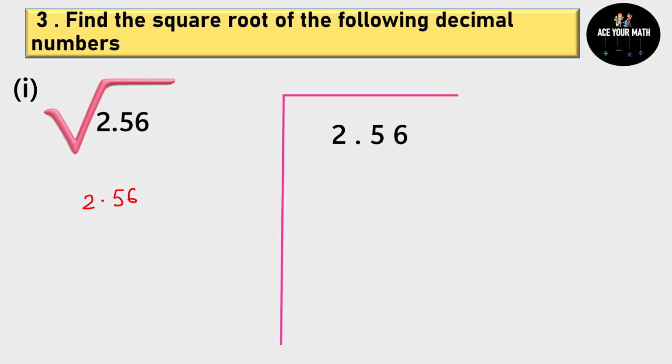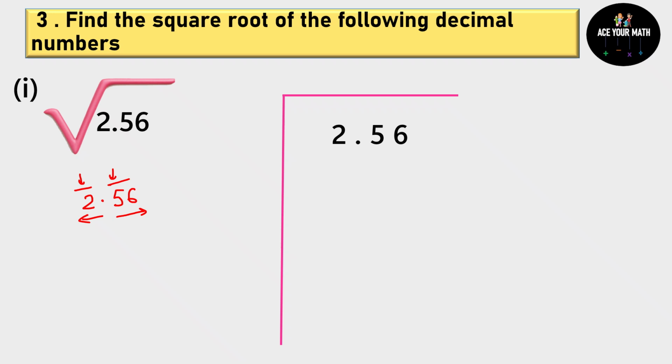See, for the digits which are on the left hand side of the decimal, you will start from the digit just before the decimal. So here 2 forms a group. And for the numbers which are after the decimal, on the right hand side of the decimal, you will start from the digit just after the decimal. It means you will start from 5. So 56 forms a group and 2 forms another group. Since you are forming 2 groups, your answer is going to be in 2 digits. Okay, now we will begin.